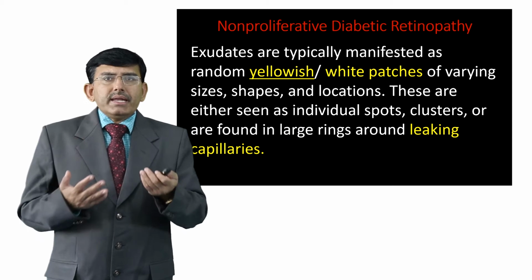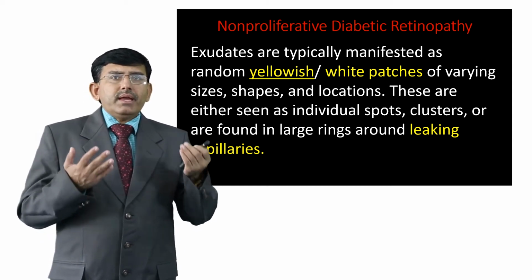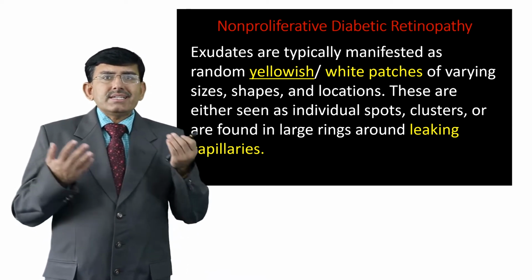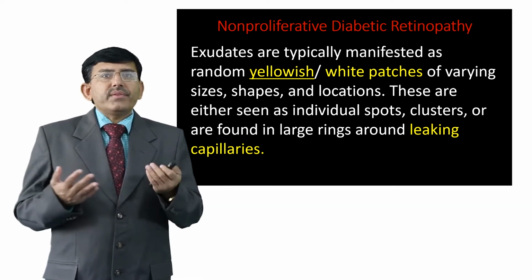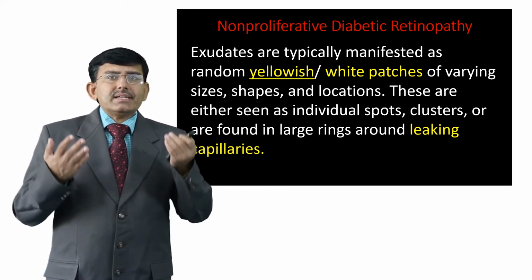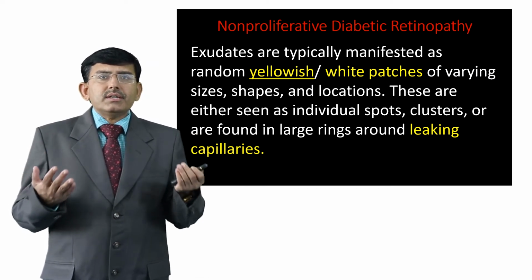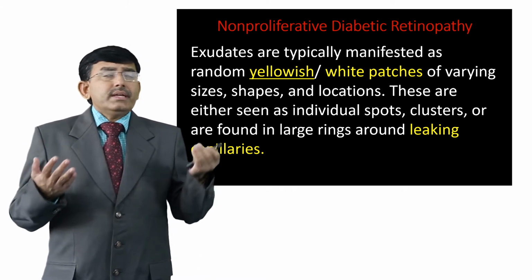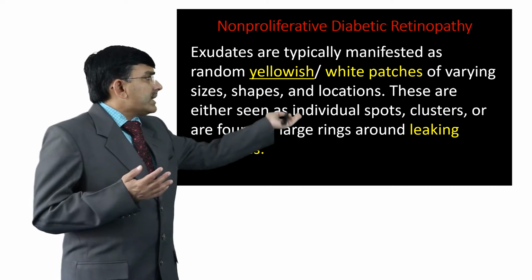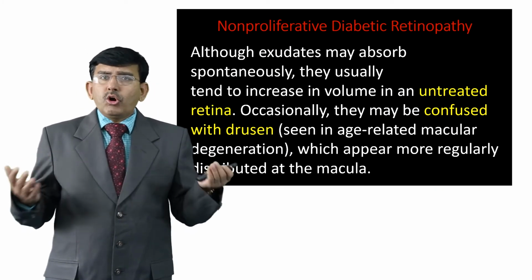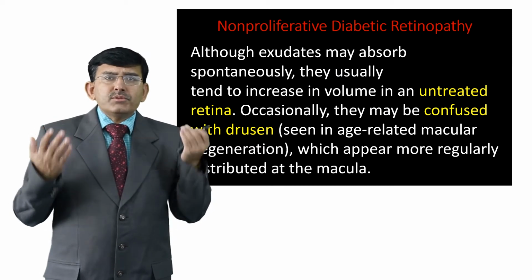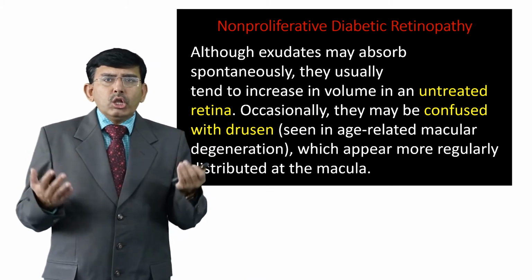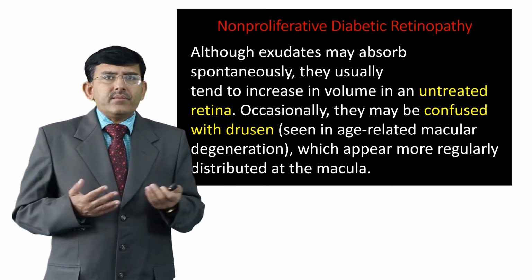Exudates typically manifest as random yellowish or white patches of varying size, shape and location. They are either seen as individual spots, clusters, or are found in large rings around the leaking capillaries on the retina of a diabetic patient. Although exudates may absorb spontaneously, they usually tend to increase in volume in an untreated retina.